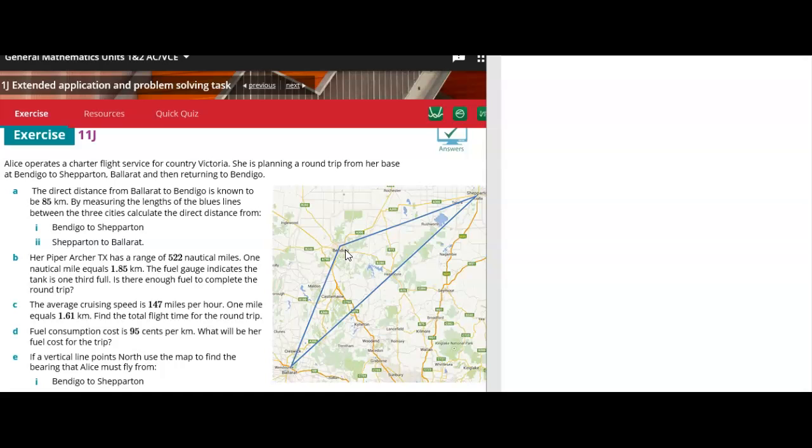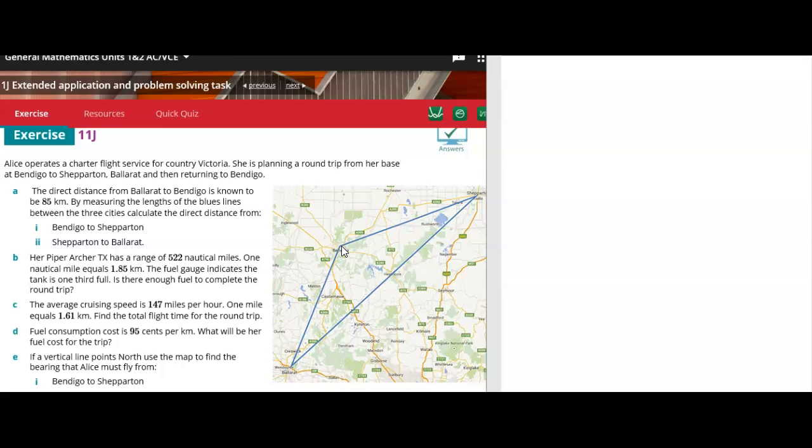So from Ballarat down here to Bendigo is 85. By measuring the lengths of the blue lines between the three cities, calculate the direct distance from Bendigo to Shepparton and then Shepparton to Ballarat. So I'm just getting my ruler.